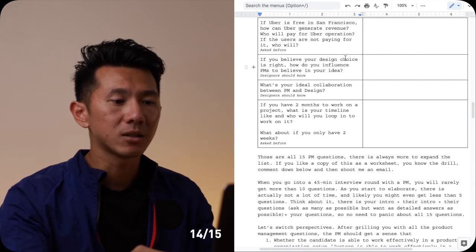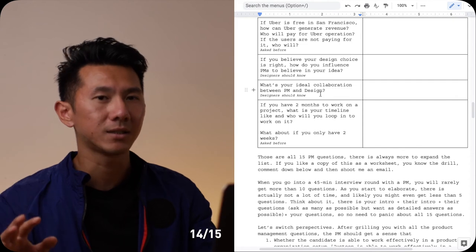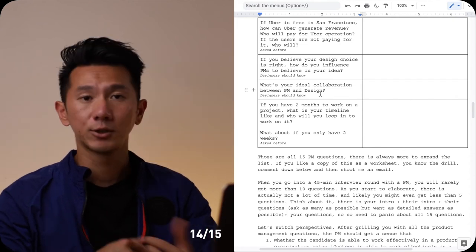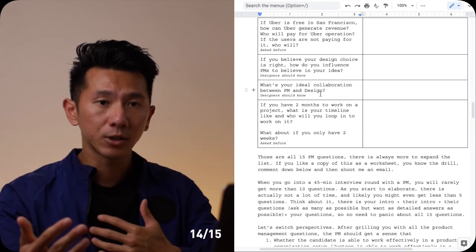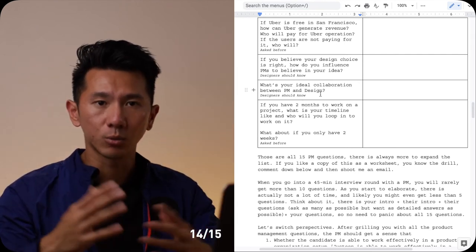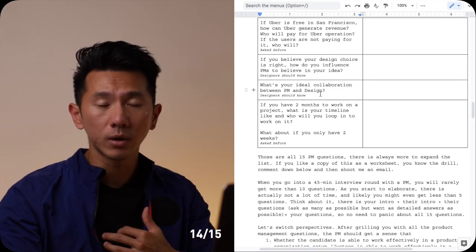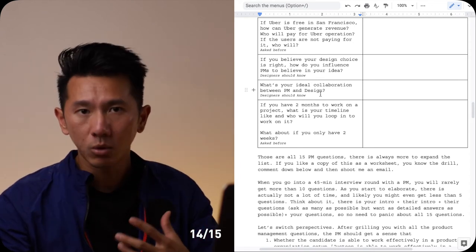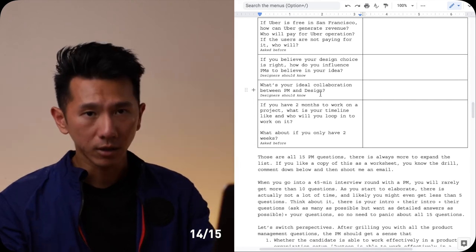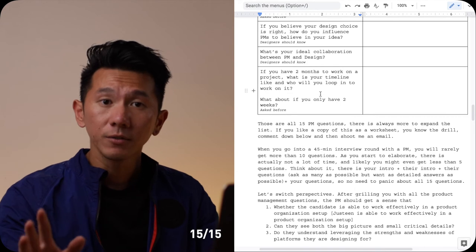Next, what is your ideal collaboration between PM and design? Again, this should also be easy if you have worked with PMs before. Since you have worked with them, you know what it is like. You know what could have been changed. You have your ideal relationship with them. Maybe it's more supportive. Maybe you want them to challenge you even more. Maybe you want to trust each other more. Whatever that is, when you have a take on this, you can elaborate on it. Easy question. Last one, the 15th question.